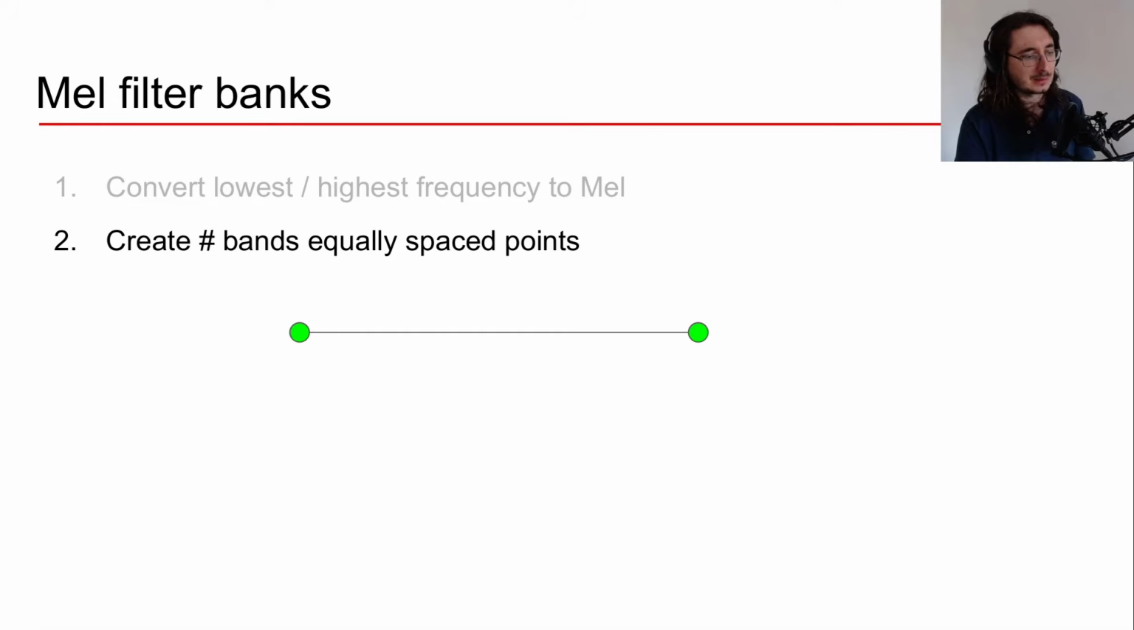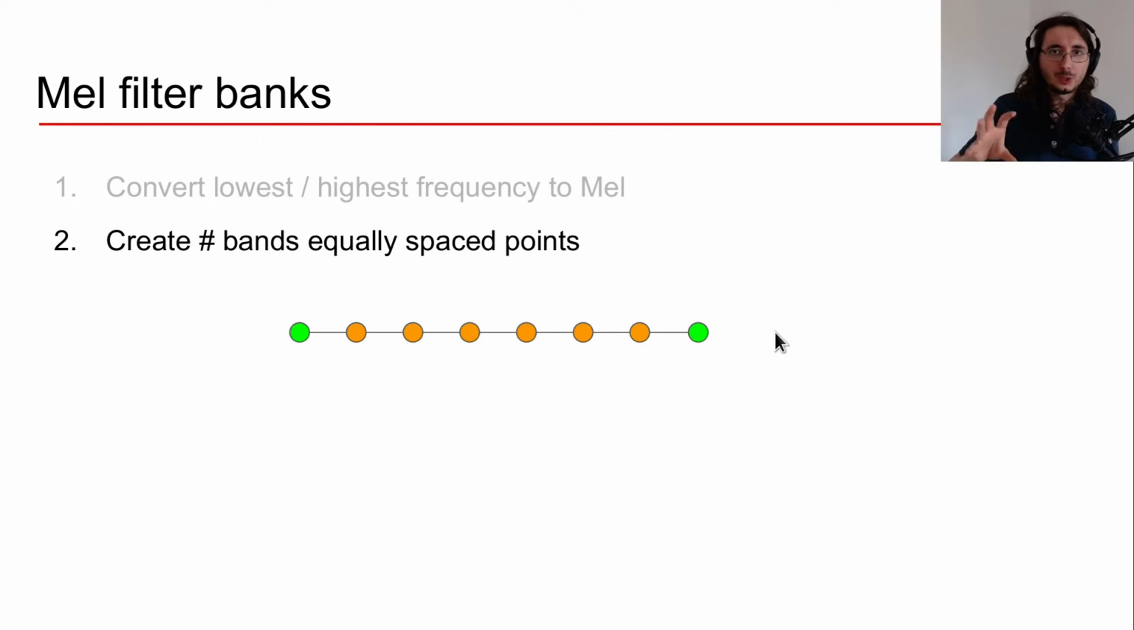We want to use 6 Mel bands. So what we'll do, if this is the lowest Mel frequency and this is the highest Mel frequency, we'll just take this point here. So we'll just create these 6 points and they'll be equally spaced in this frequency range here. Okay, now what we're gonna do next is quite simple really.